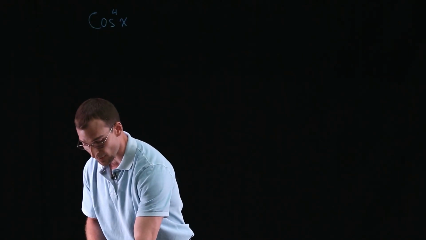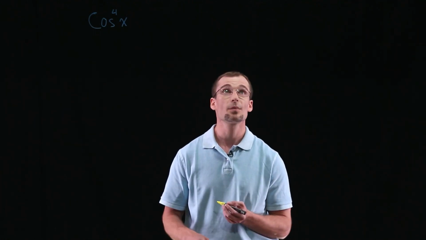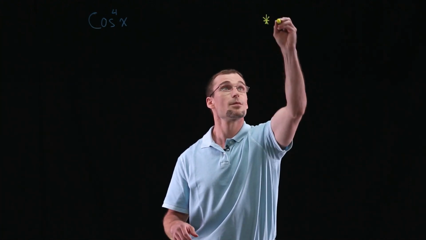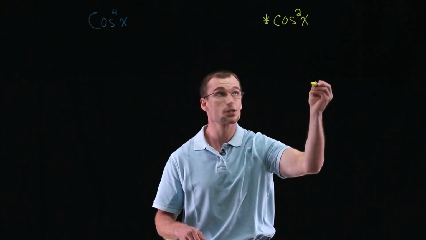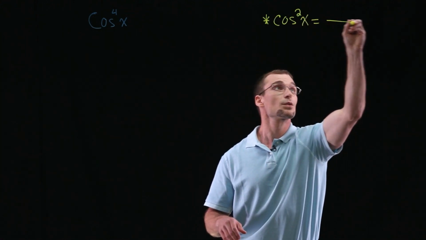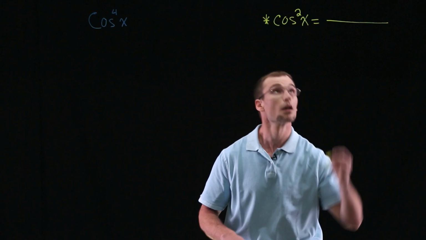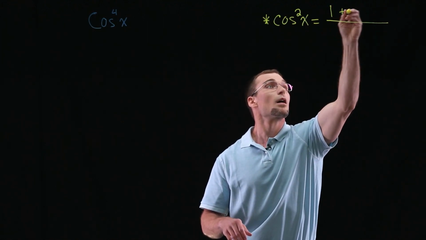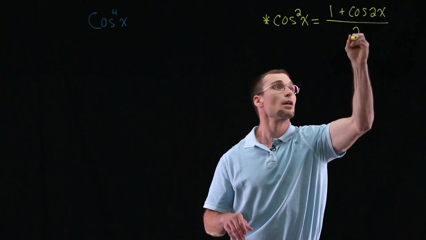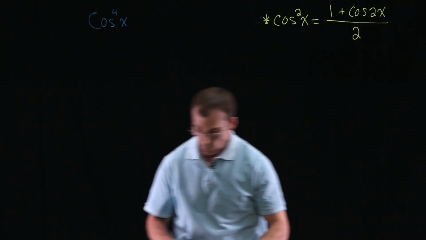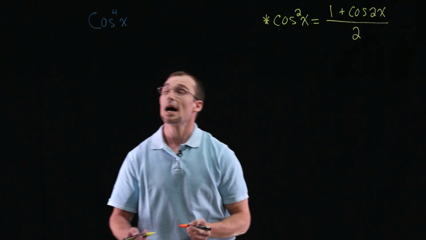So let's get started. The first thing, we want to use our power reducing formulas, and we have a cosine to the fourth of x. And so the power reducing formula involving cosine that we have is cosine squared of x is equal to one plus cosine of 2x all divided by 2. Now let's see, how does this help us?